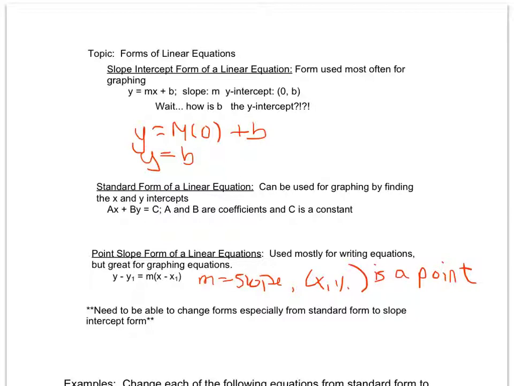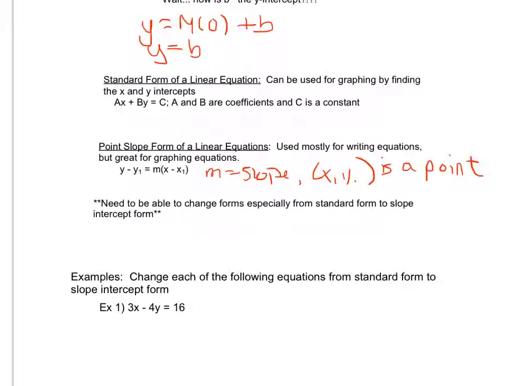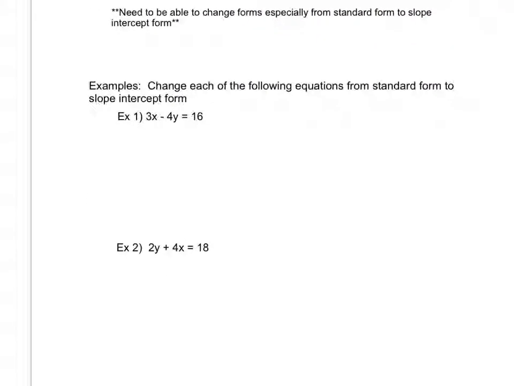The big thing is we need to make sure that we're able to change forms. We especially need to be able to get to slope-intercept form. Whether we start in standard form or point-slope form, our big thing is we need to be able to change any given equation to slope-intercept form. So we'll just look at a couple examples of changing to the slope-intercept form, so changing to the y equals mx plus b form. Notice that in y equals mx plus b, y is by itself. So in each of these, I'm really just going to be solving to get y by itself.